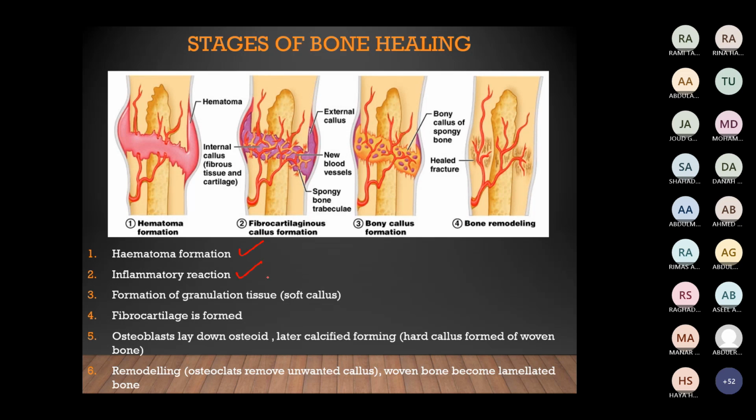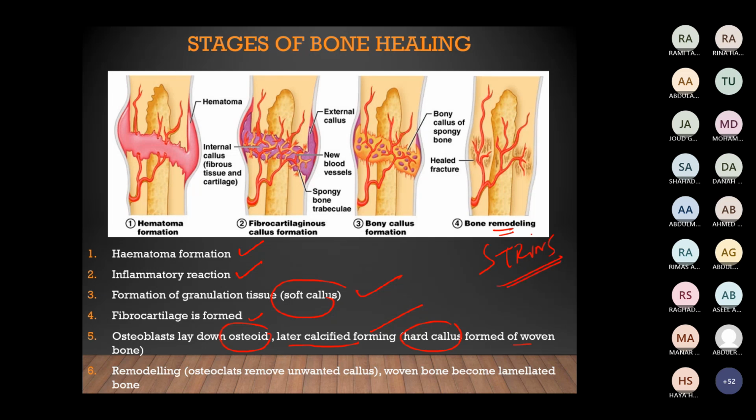Number 2, inflammatory reaction. You already know it. Soft callus formation, that is granulation tissue. Already know it. Fibrocartilage is formed. Then the osteoblast lays down osteoid. Later it is calcified, that is the formation of a hard callus, formed of woven bone. Then, of course, the last is bone remodeling, where the osteoclast removes the unwanted callus and woven bone becomes lamellar and very strong.